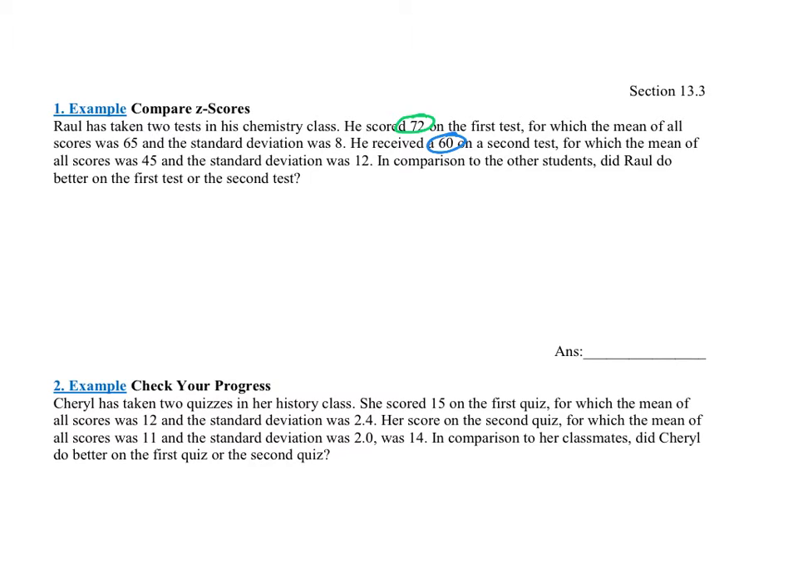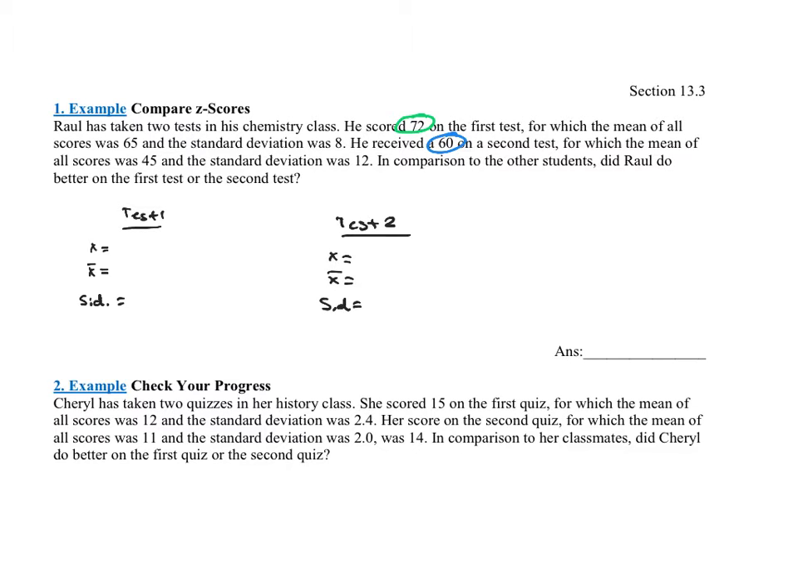So how do you compare one score to everyone else? Not to itself. How do you compare one score to everyone else? You're always going to use z-scores. So what do we have here? We have 2 different tests we need to look at. We have the first test and we have the second test. What do you always need to know? You always need to know the data value, the mean, and the standard deviation.